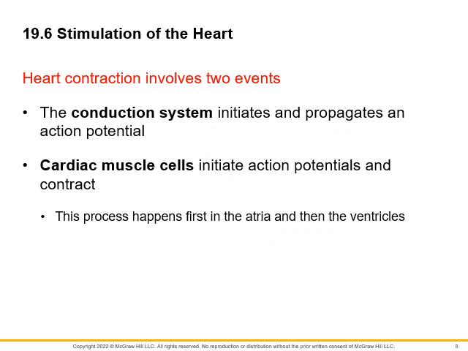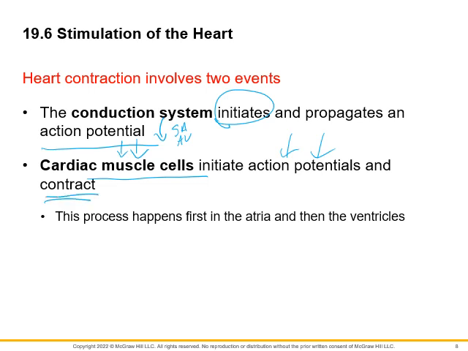On this slide, they want to drive home the point that the heart contraction involves two events. So the conduction system, this is the nodes, the SA and the AV nodes, this conduction system is going to initiate an action potential. That action potential is going to target the cardiac muscle cells, and that's going to induce them to produce action potentials and eventually contract. This is happening first in the atria and then in the ventricles.